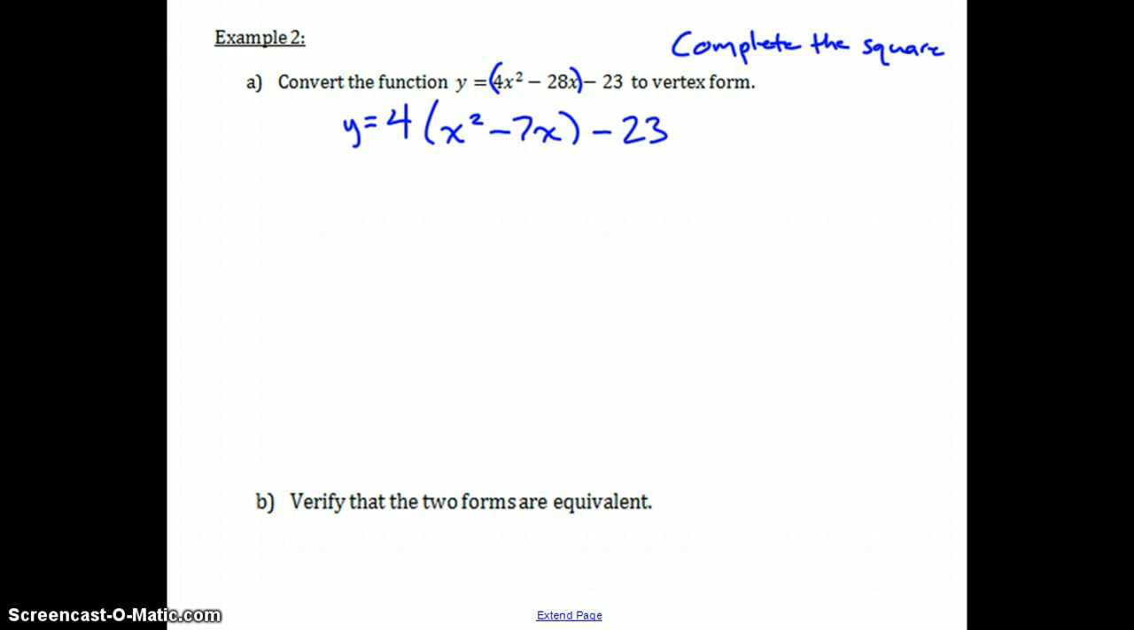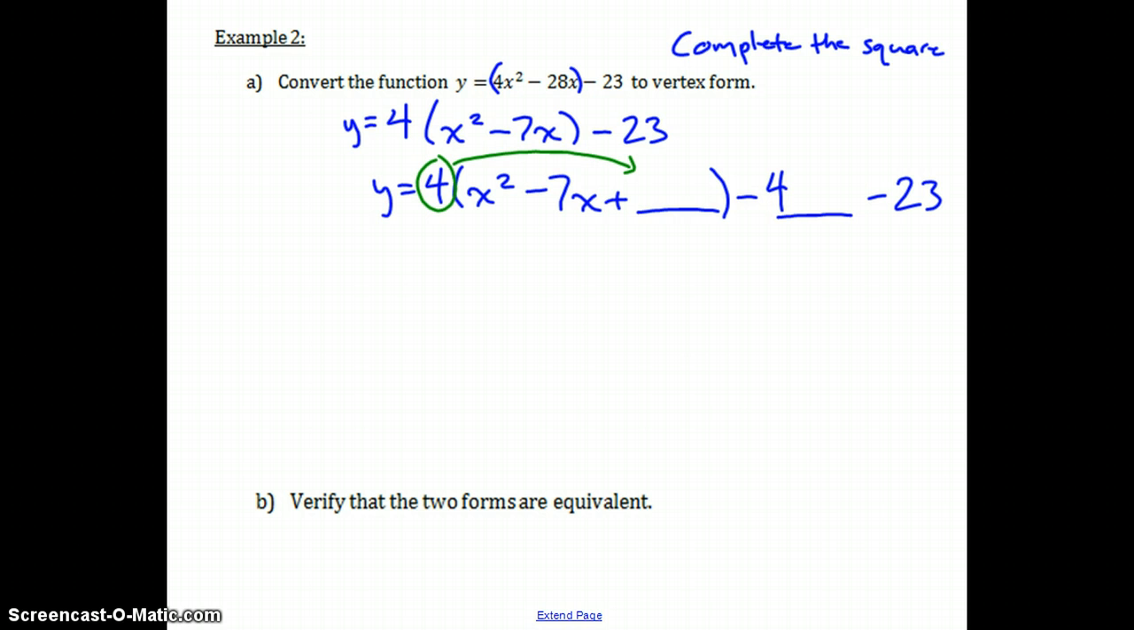Then, to complete the square, we're going to add a term inside the brackets, so plus something, and then outside we're going to subtract that same thing. The key here that we need to remember is, in order to subtract the same thing, we have to multiply this thing by 4 as well. Since we have a 4 here that's going to get distributed to here, we need the 4 here to distribute to whatever number we put here.